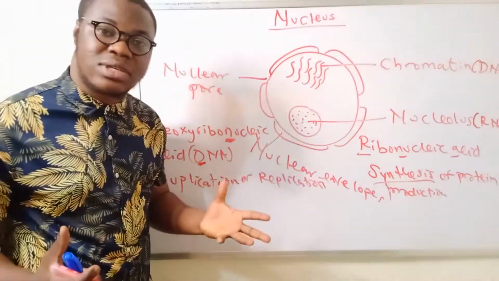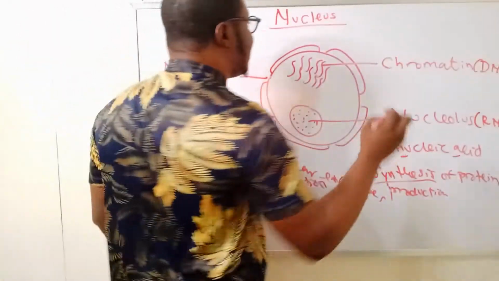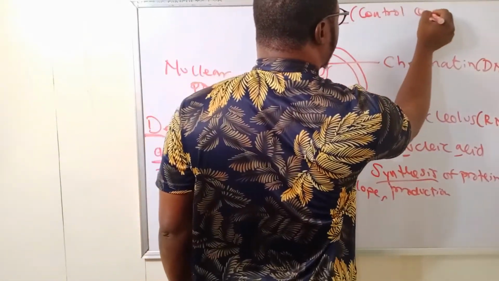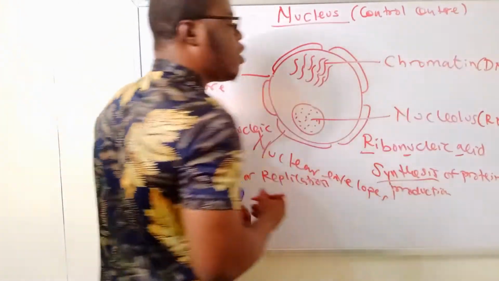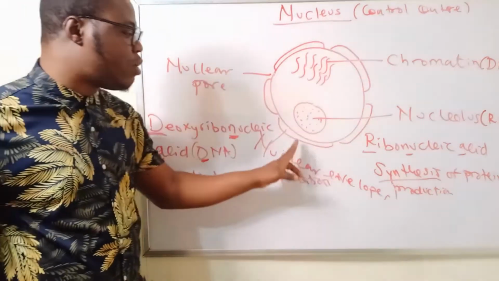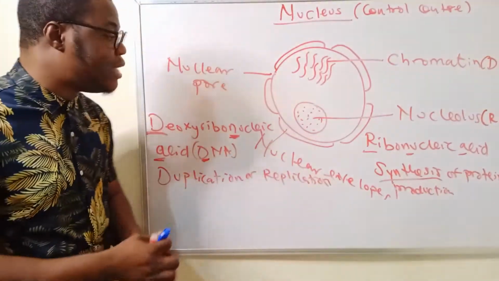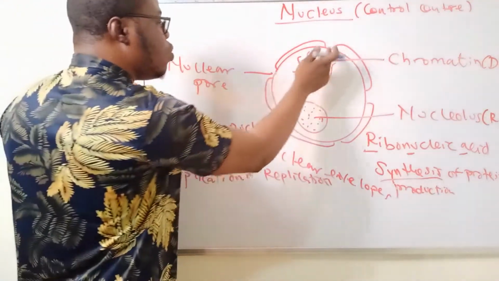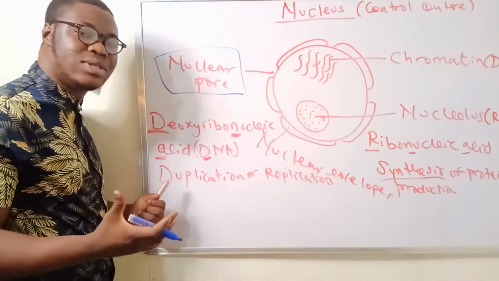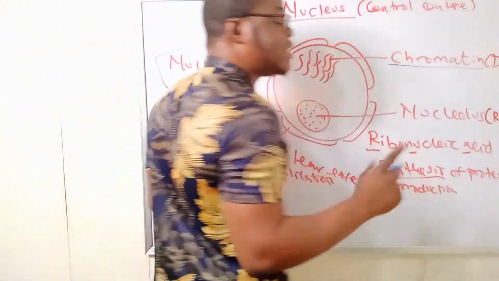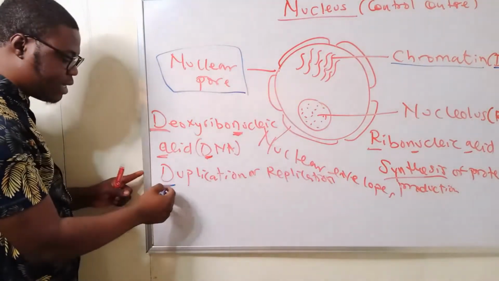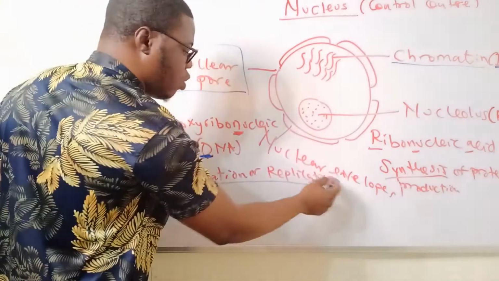Now, a quick recap. The nucleus is the king of the cell. So therefore, it has an AKA, also known as the control center of the cell, because it controls all the activities going on in the cell. It is covered by a membrane called the nuclear envelope. The nuclear envelope possesses holes or pores called the nuclear pore. And now the nucleus contains two things. The first one is the chromatin, and the chromatin in turn contains DNA.